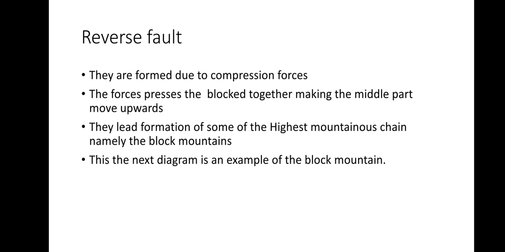Over here, I didn't write it down, but let me give you examples of mountains that are considered in East Africa to be block mountains. In Tanzania, we have Pare and Usambara. In Uganda, we have Rwenzori, which is in the middle of DRC Congo and Uganda. That's where we find the Rwenzori.